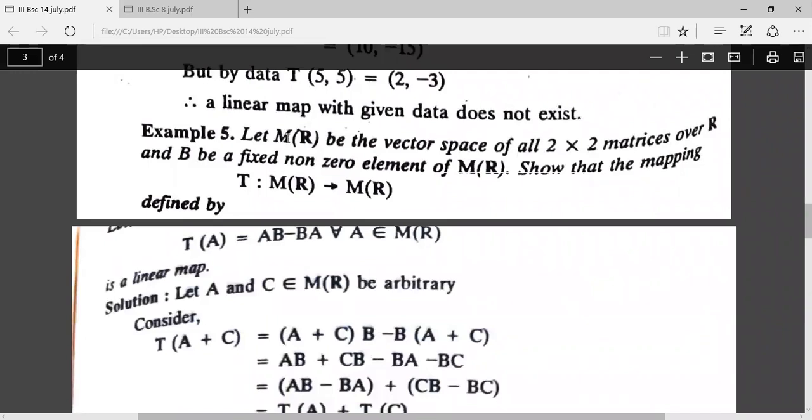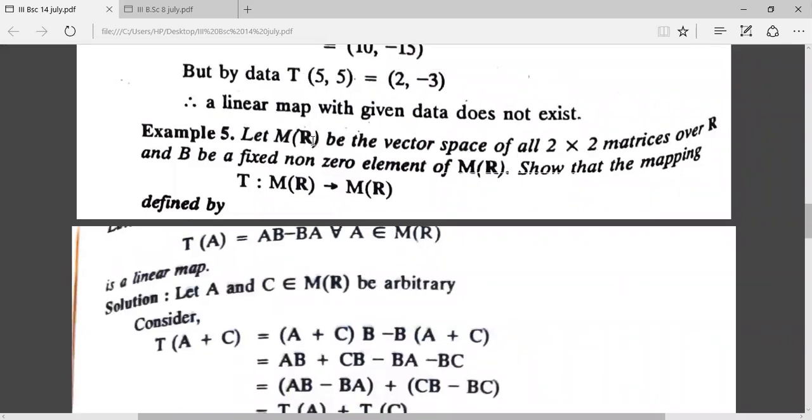Let M of R, M is representing matrices, remember, over the field of real numbers. M of R be the vector space of all 2 by 2 matrices. The set M ಅಲ್ಲಿ ಏನಿದೆ ಅಂದ್ರೆ ಎಲ್ಲ 2 by 2 matrices ಇದೆ. And B is a fixed non-zero element, fixed matrix. B is a fixed 2 by 2 matrix of M of R. Show that the mapping T from the vector space M of R, the matrix space, to M of R defined by T of A equals AB minus BA for every A belonging to M of R is a linear map.